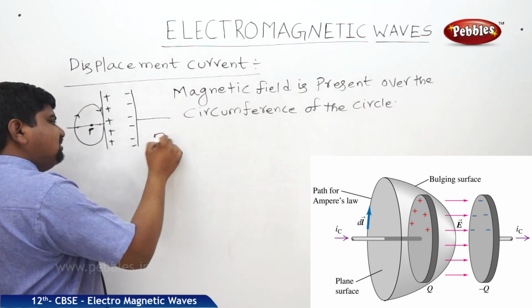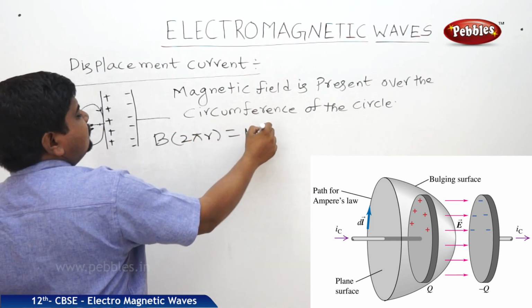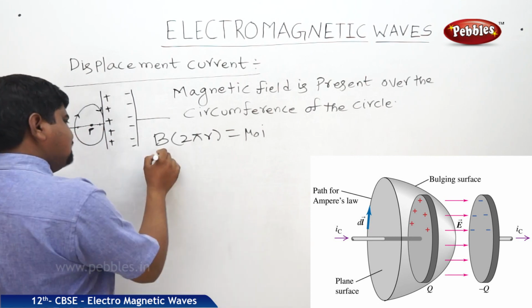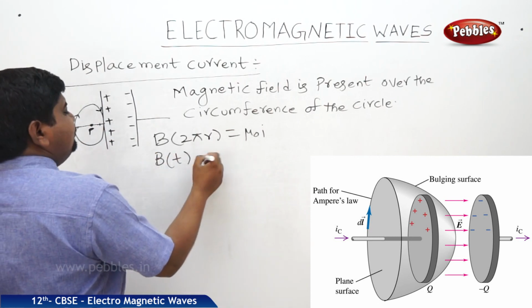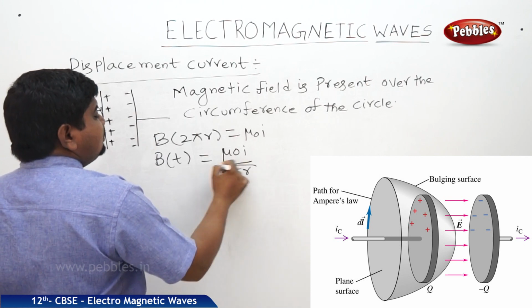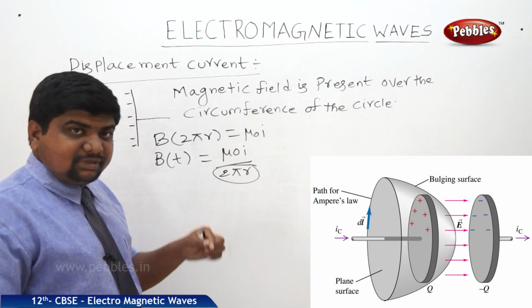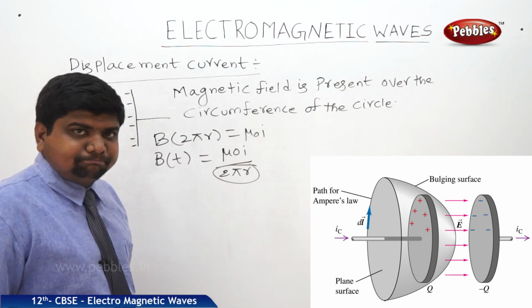Actually, what is the Ampere's circuit law? B into 2 pi r is equal to mu naught I. Now we can say the time variable magnetic field B at t is equal to mu naught I by 2 pi r. This 2 pi r is nothing but the perimeter of the circumference of the circle, nothing but the length of a curved path.